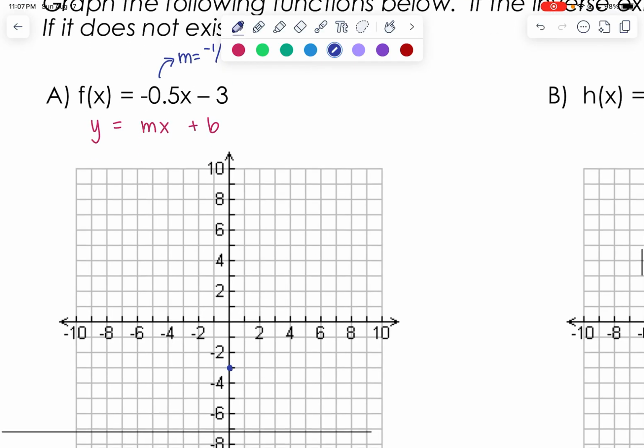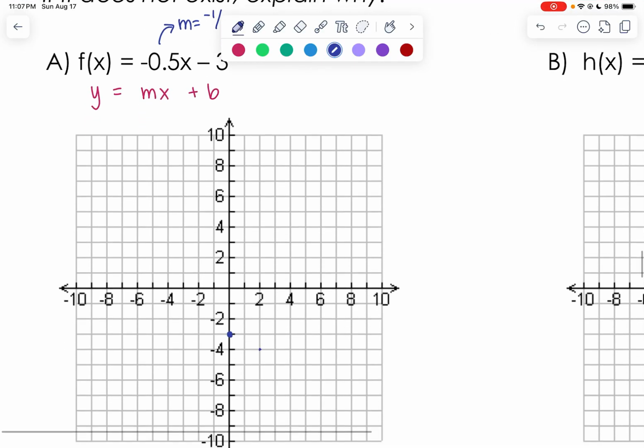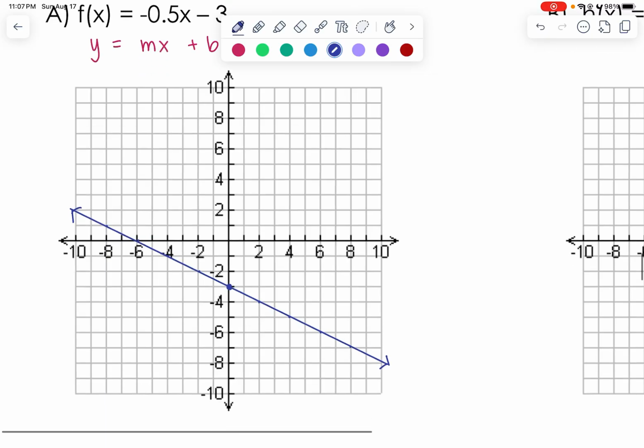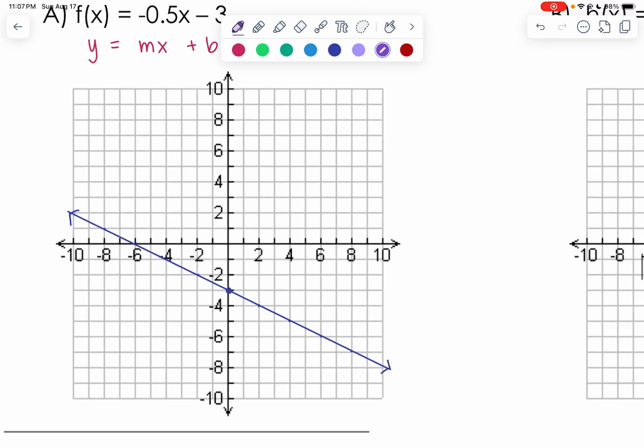And -0.5 means I'm going to go down 1/2. And notice that I'm giving myself quite a few points on this. Now, we've talked before about how the majority of lines are functions, okay? Now, I'm going to pick a couple points on here just to prove a point.